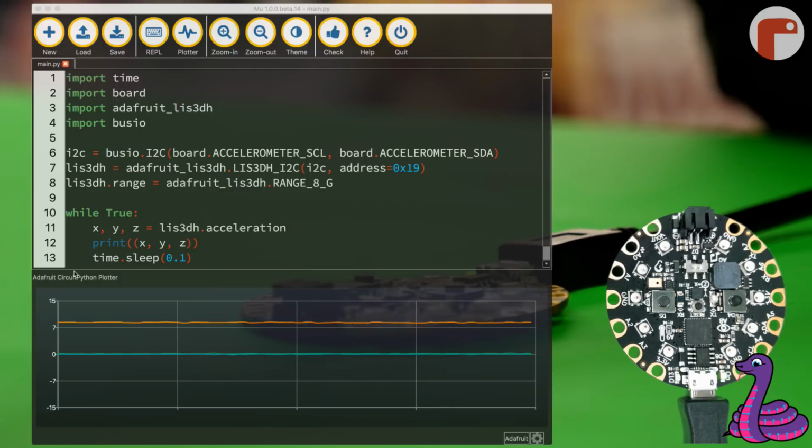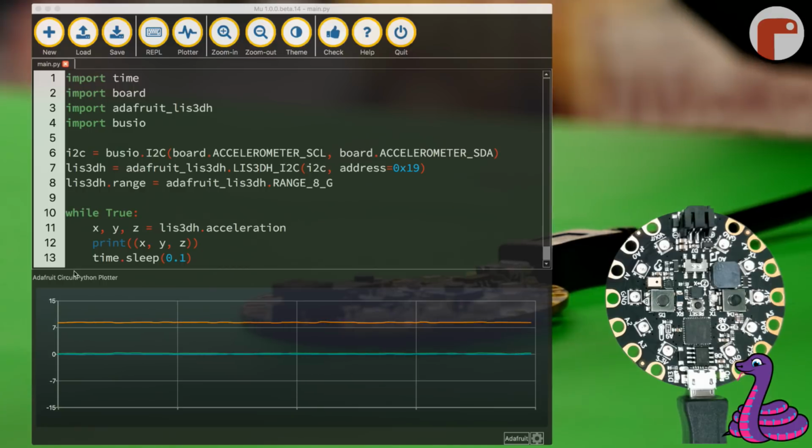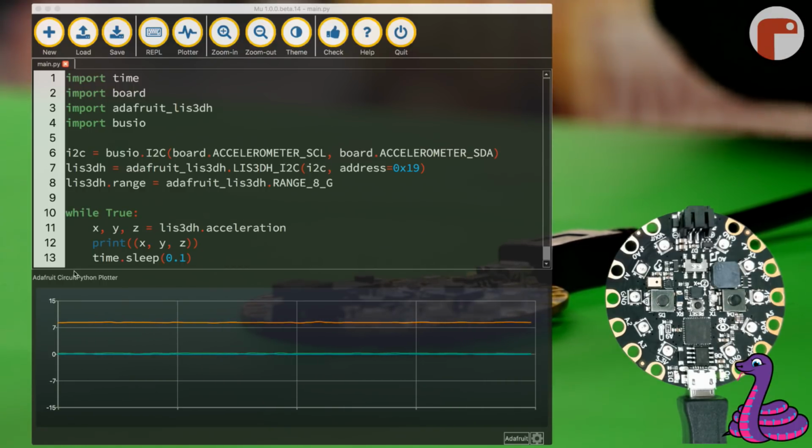So when we're plotting it in the plotter as shown here, you're going to see three plots, one for X, one for Y, and one for Z. You can see our simple 13-line program that reads the X, Y, and Z values from the accelerometer and then plots them out as a tuple. Now you'll notice that one of the values is about 10 and the rest are 0.